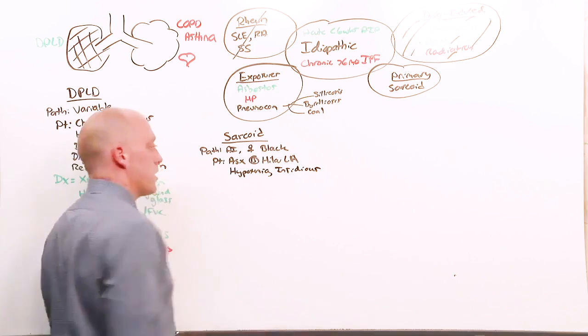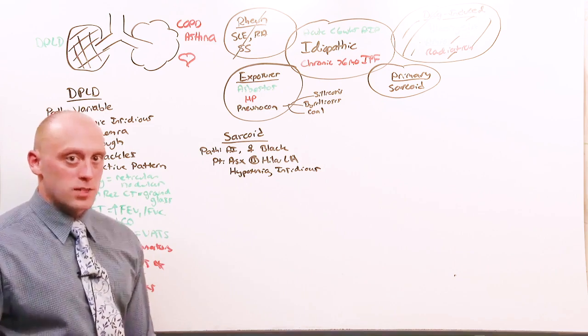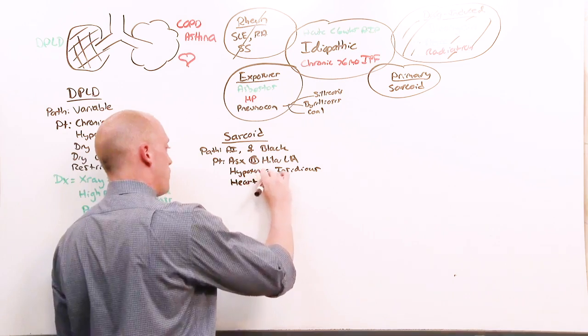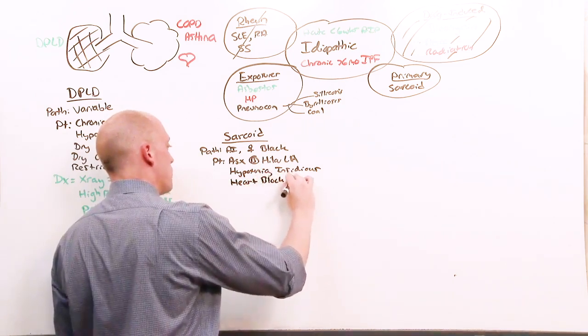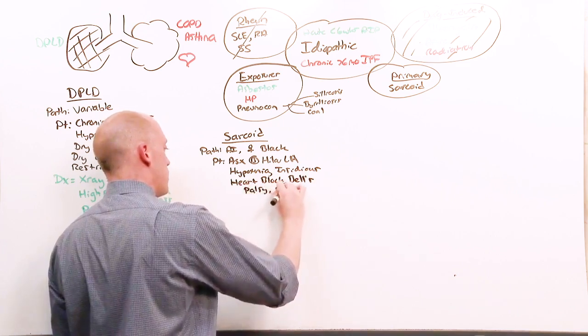But people who get sarcoid, of course, can then develop the insidious hypoxemia that leads to DPLD. But sarcoid isn't just in the lung, so the extrapulmonary manifestations are going to include things like heart block, Bell's palsy, and erythema nodosum.